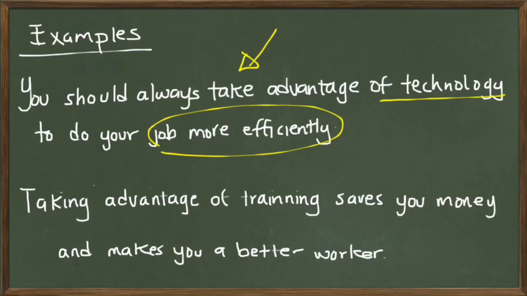In example number 2, taking advantage of training saves you money and makes you a better worker. Now, as you can see, we have take advantage, but this time around we have the verb take in a different form. That's why it's very important to remember that verbs change depending on the context, the person or persons we are talking about, and the time or tense. So once again, taking advantage of training.